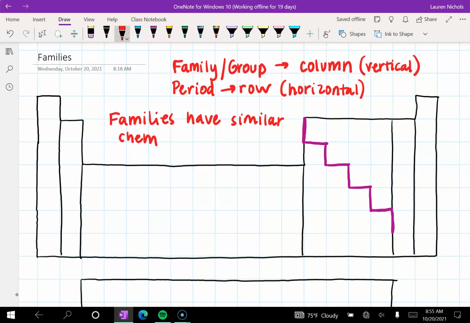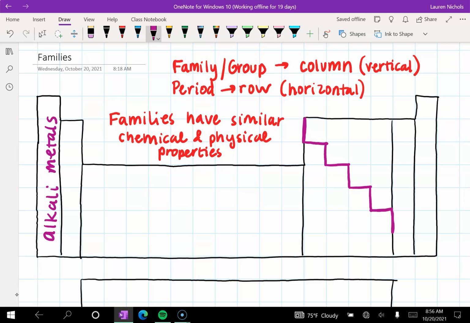Okay, just like how I have a brother and sister, and while we're each different people, we have similar behaviors or mannerisms simply because we grew up in the same house and in the same family. Okay, so what we're going to do is we're going to first identify where these are. So the first family we're going to talk about are the alkali metals. Okay, the alkali metals are located in group 1 or column 1, okay, and they are extremely reactive.